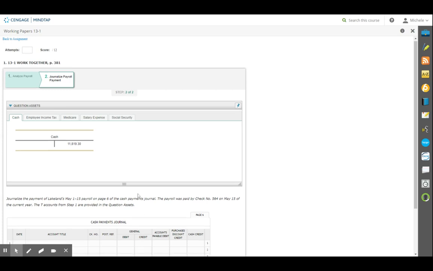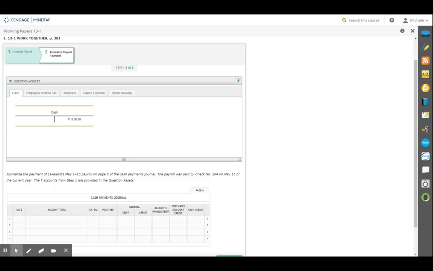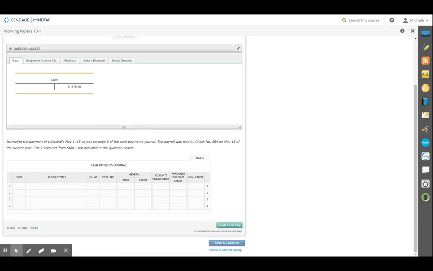So now we're going to have to journalize everything. It says we're going to journalize the payments on page 6 of the cash payments journal. We're using the cash payments journal because we're paying money. We always use cash payments whenever money is going out. The payroll was paid by check number 564 on May 15th of the current year. Here are our T accounts, so if we need to look back at those, we can.